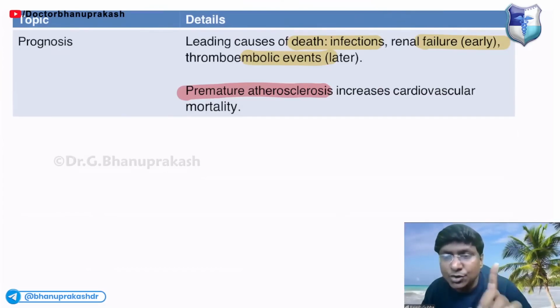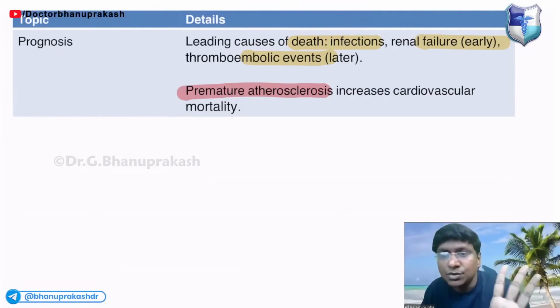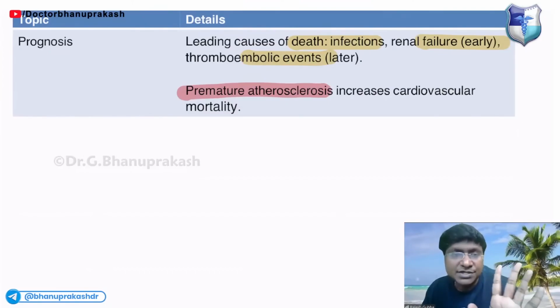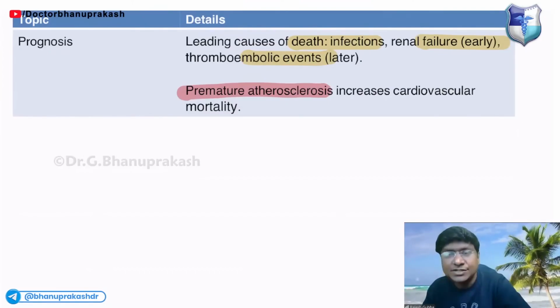Name of the criteria, EULAR or ACR criteria. Mild cases, NSAIDs and hydroxychloroquine. Moderate to severe cases, glucocorticoids. Cutaneous manifestations, hydroxychloroquine. Right? CNS, you need to give antipsychotics. Overall cause of death, infections. Okay. So this is about your SLE.